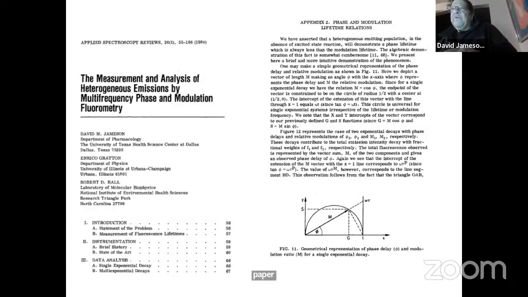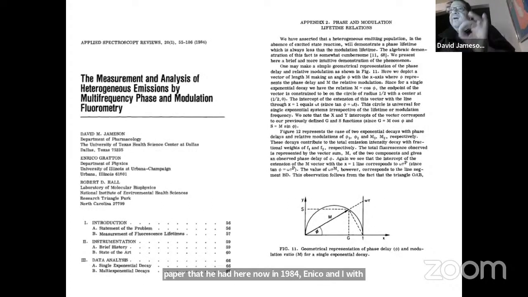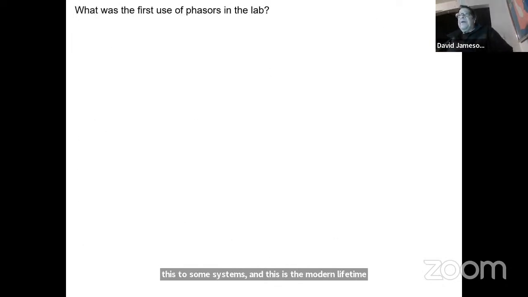Now, in 1984, Enrico and I, with Bob Hall, another student at the time, did a review on measurement analysis by using multi-frequency phase and modulation, because Enrico had recently developed the true multi-frequency, where you didn't have one or two, but variable frequency, as many light modulation frequencies as you want. And in the appendix, we used a phasor diagram to discuss the application of this to some systems. And this is the modern lifetime phasor diagram.